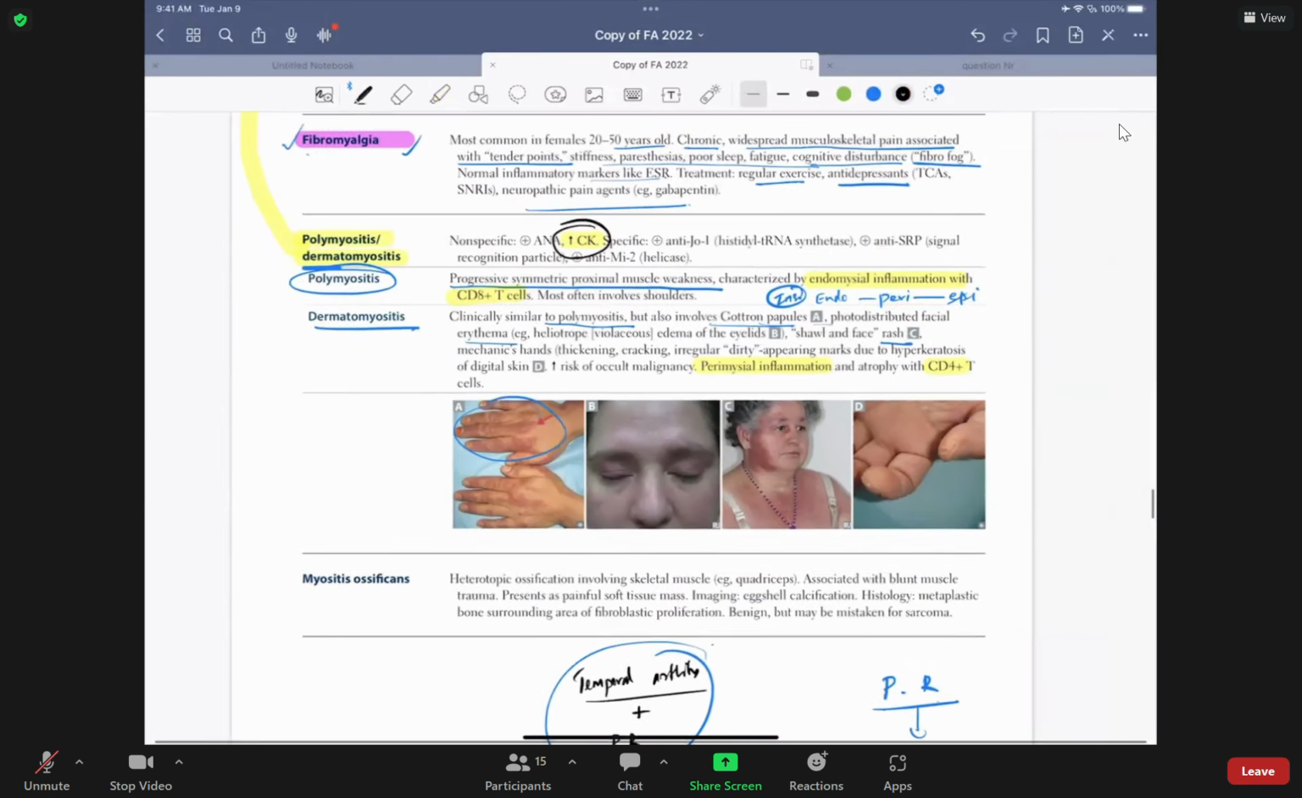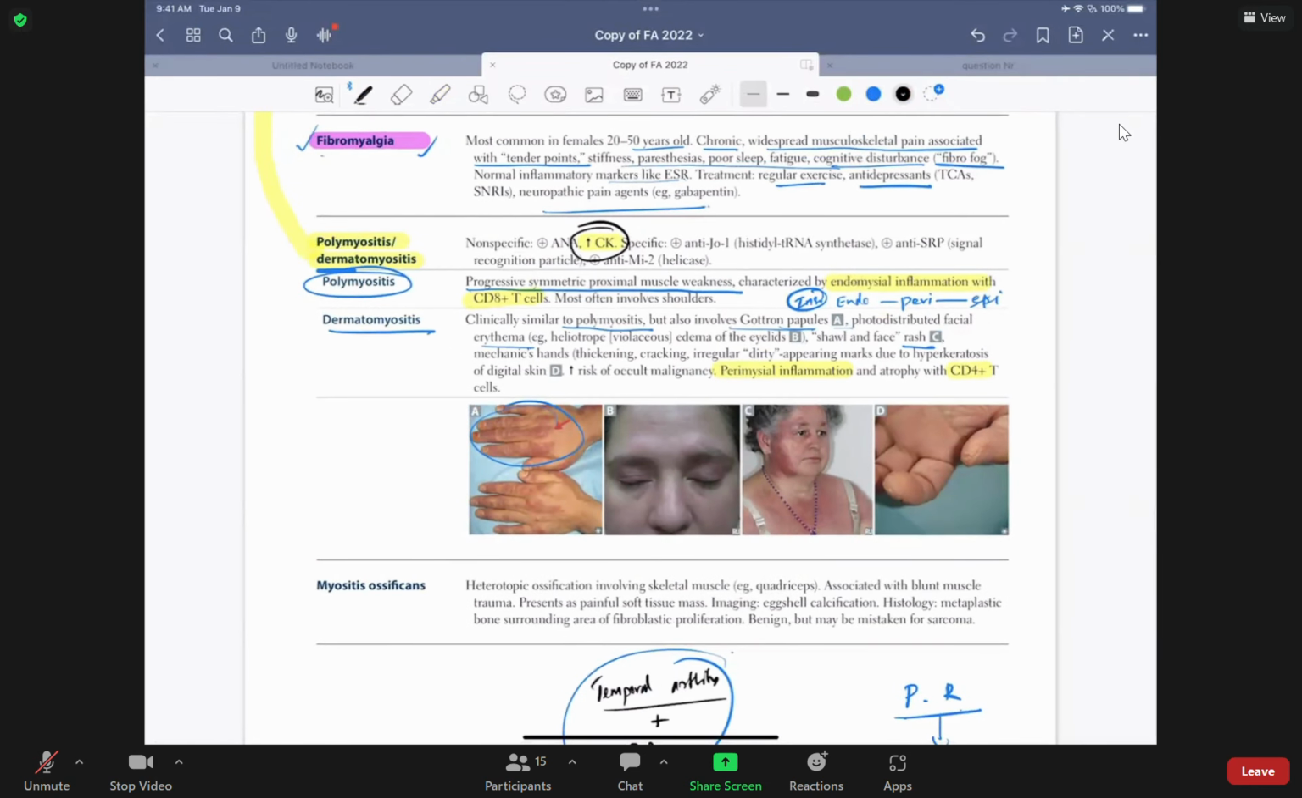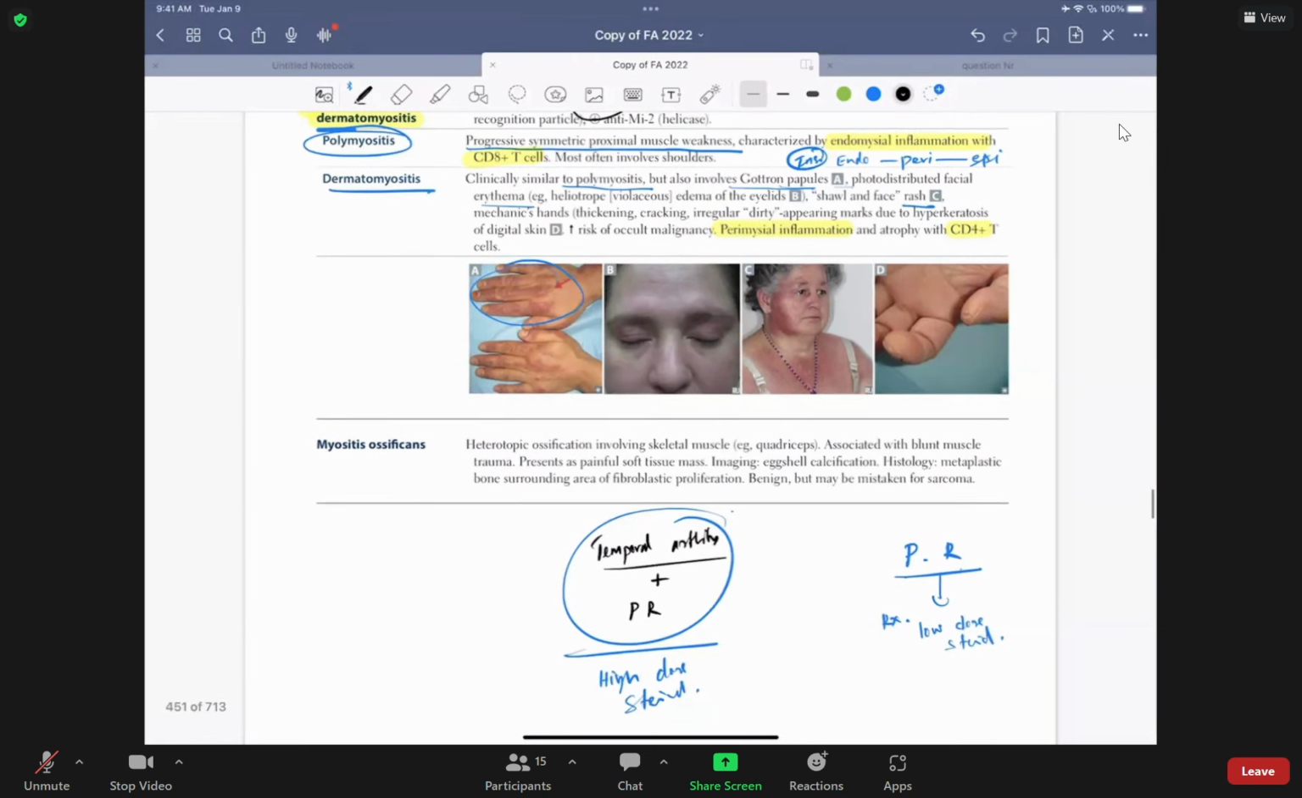Does fibromyalgia have anything to do with the CK? No. Okay.